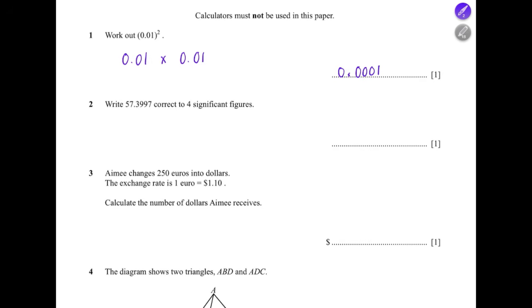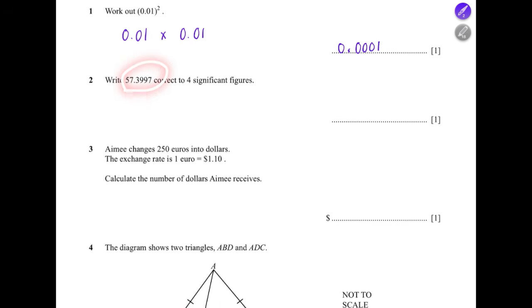Okay, next question. Write 57.3997 correct to 4 significant figures. This means that you need to have 1, 2, 3, 4 numbers. So it will be 57.39 only. But if you look, you have 9 right after that. So you need to change number 9 to the next one, which is 10. So this is going to be 57.40. Now you have 4 digits.